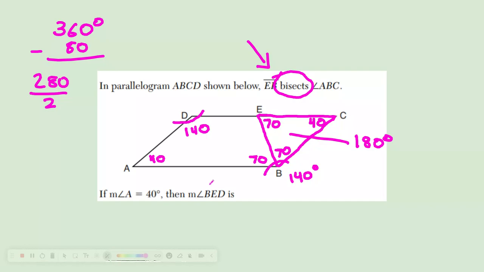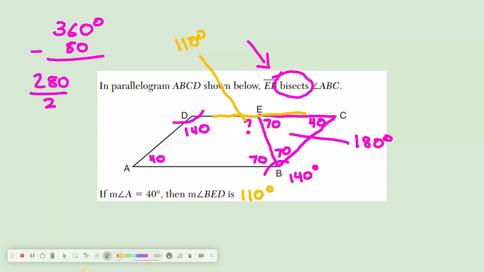But we want to know the measure of BED. We want to know right here, this question mark. What is that? Well, remember, we have a straight line here. Draw a straight line. Right? We have a straight line here. So straight lines equal 180. So if we have 70 here, this has to be 110. 110 and 70 is 180. So the measure of BED is 110 degrees.